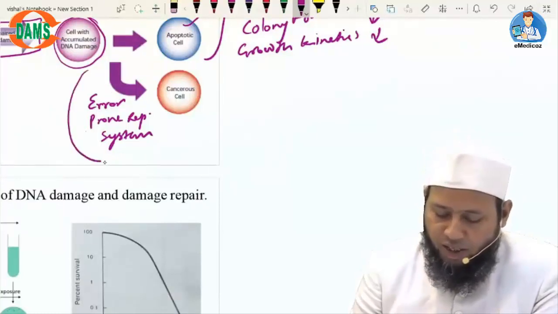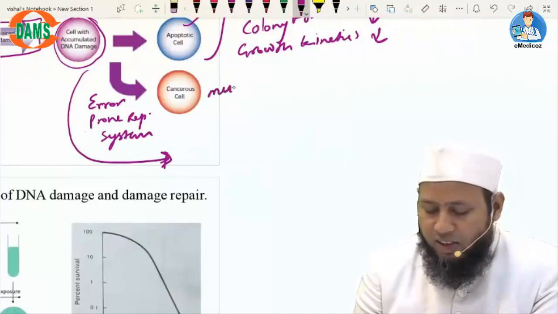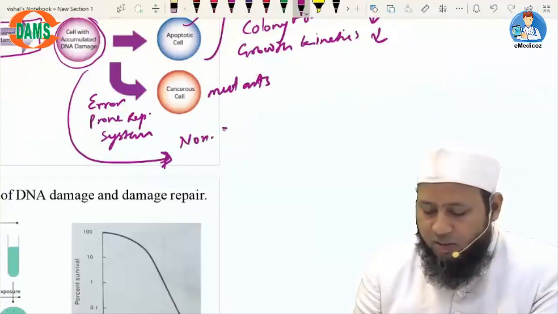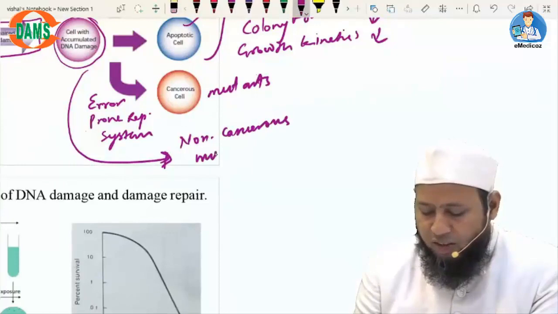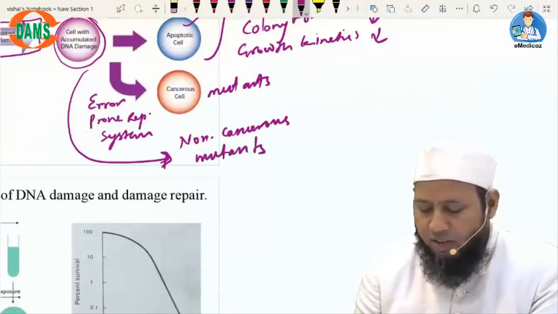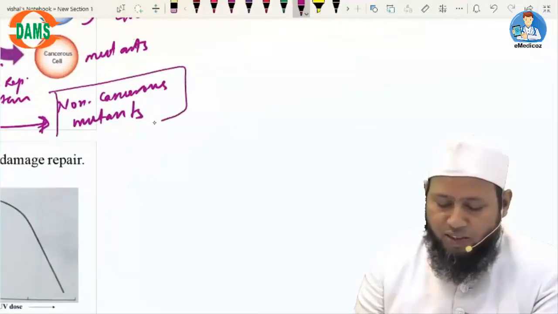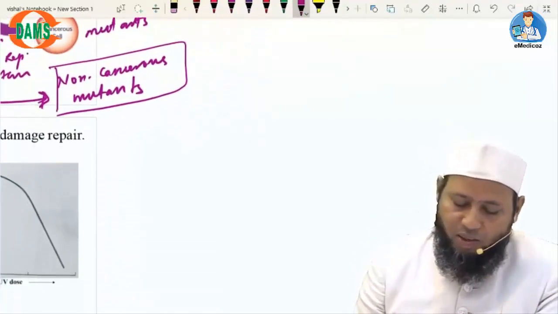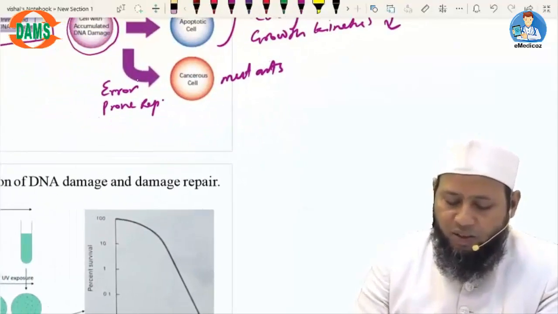Similarly, there can be other things. So basically the cancer cells are mutants. There are also non-cancerous mutants. Non-cancerous mutants could be another effect, and these will be the cancerous mutants. They may also arise because of a faulty repair pathway.